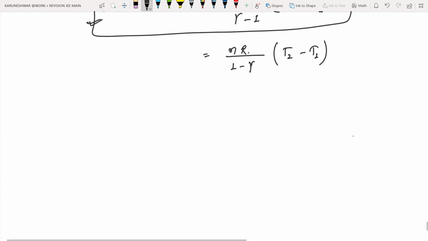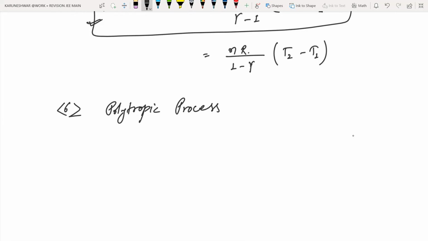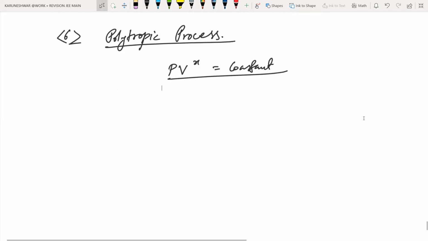The question is asked in JEE Main and JEE Advanced also. So you can see how you can distinguish whether the process is polytropic or adiabatic. Whenever we have a polytropic process, the equation of the polytropic process will be like this: PV to the power X is constant.